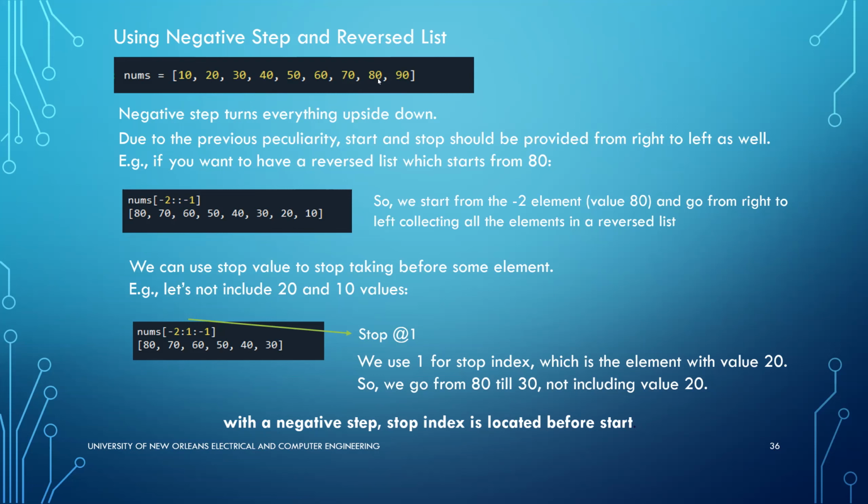It's going to be 80, right? And we know we're going to be going backwards because this is -1. So we're going to go from right to left. But it tells us to stop when we get to index 1, which is 20 here. And again, since 20 is not inclusive, what we'll see is just 30 here. Okay. So with a negative step, the stop index is located before the start. That's really what this indicates here. All right.